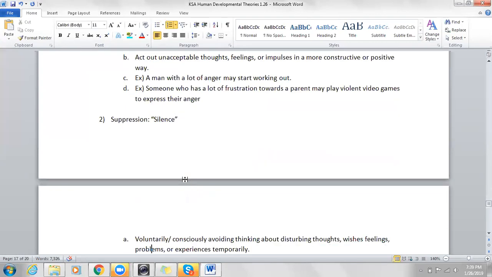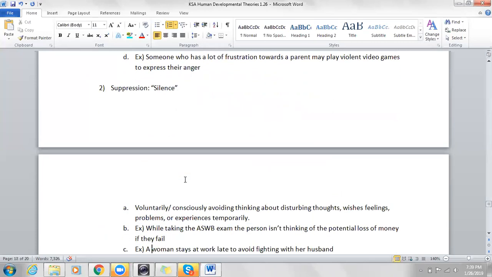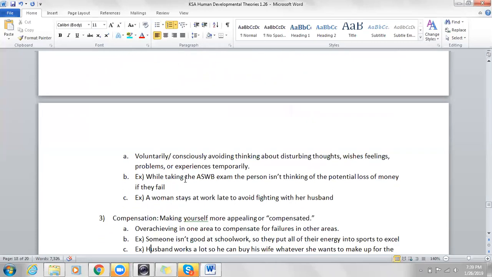The other one is suppression, where they try to silence what's going on. And this is the voluntary or conscious avoiding of thinking about disturbing thoughts or experiences temporarily. And what does this look like? While taking the ASWB exam, the person may forget the thought of the loss of money it takes to do it or the potential loss of their job.